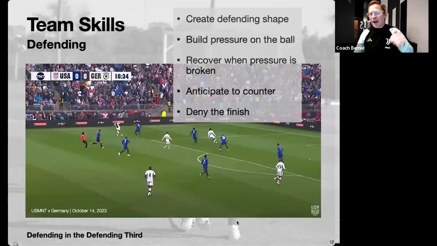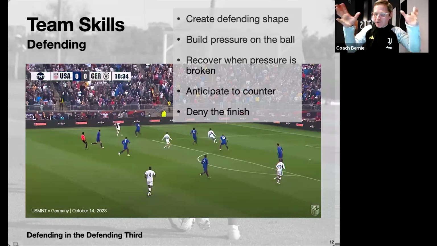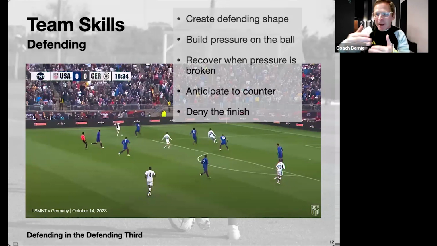So these are the 5 things that the team can do. In U.S. Soccer, these are the 5 things the team does when we're defending. We get in our defensive shape. It's our formation, what we look like with respect to each other. We put pressure on the ball. We've been talking about that. We recover when pressure's broken, right? So if they get past us, we just keep recovering back so that we can get back into that defensive shape.